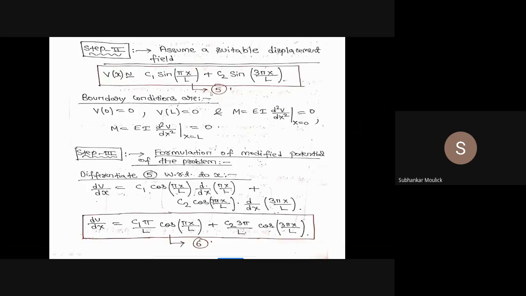So this is my equation number 5. This is the assumed displacement field which I have chosen. That means by this method, I have to find out the unknown constant C1 and unknown constant C2. So before that, let us use the boundary conditions.